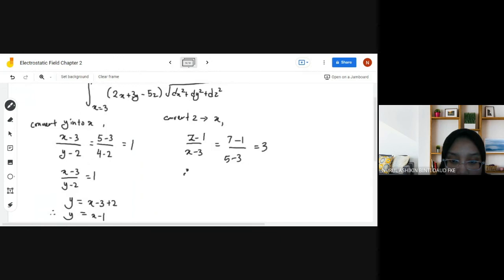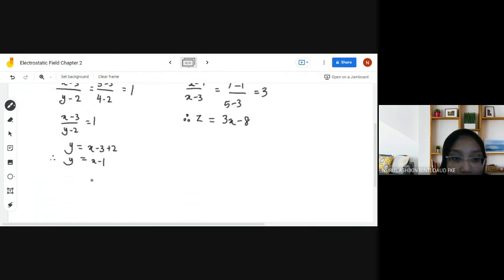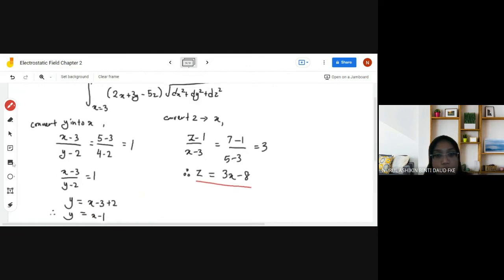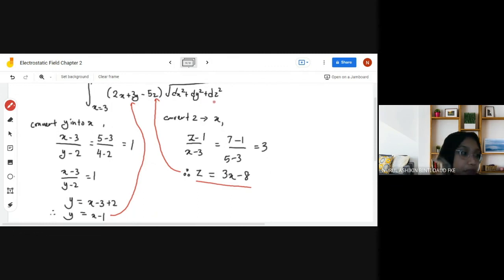In this case, we get the final answer: z equals 3x minus 8. So now we already have y in terms of x and z in terms of x as well. We can include this into here and this into here. Now what is left behind is the dx, dy, and dz.